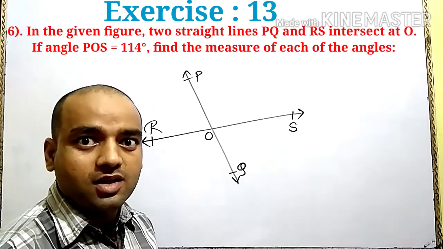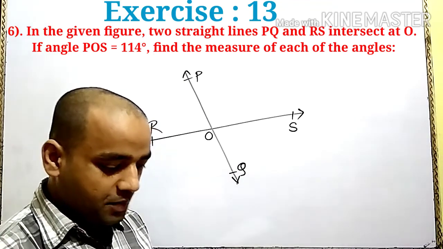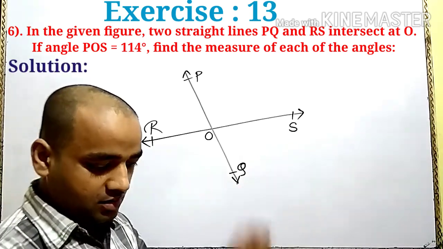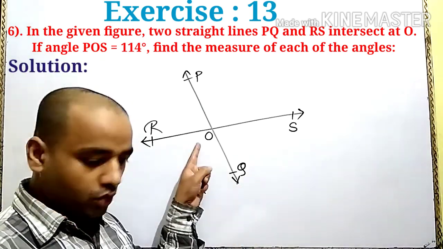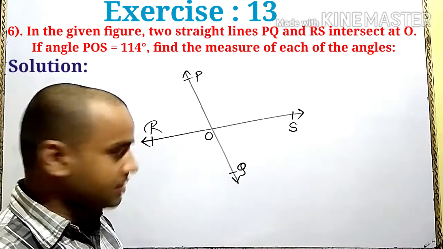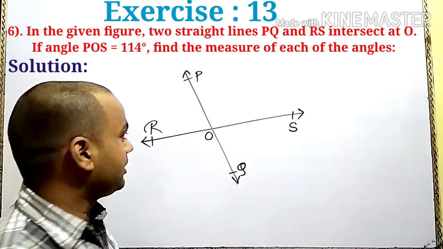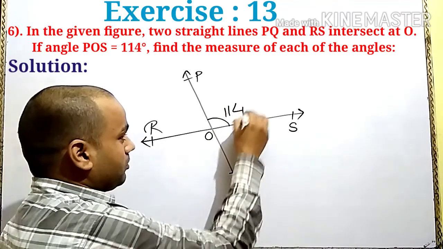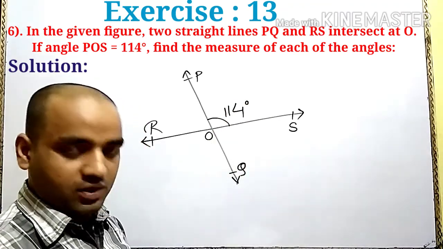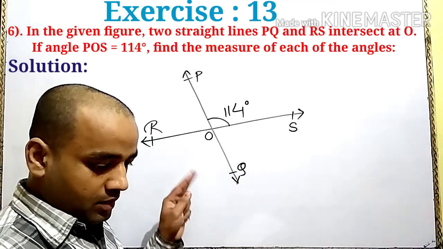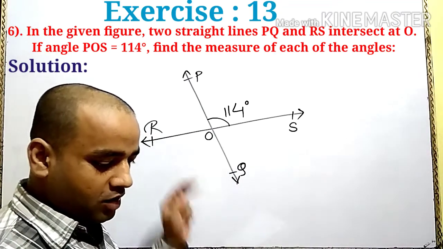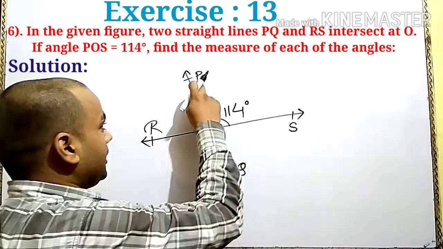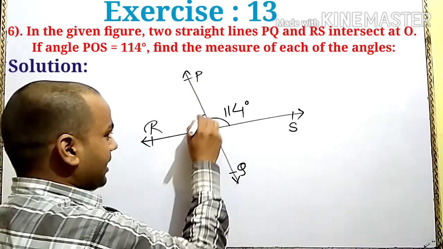In question number 6, in the given figure, two straight lines PQ and RS intersect at O. If POS is equal to 114 degree, means POS here is given 114 degree. Is it clear? Find the measures of each of the following. Here first find POR. POR मतलब this angle.